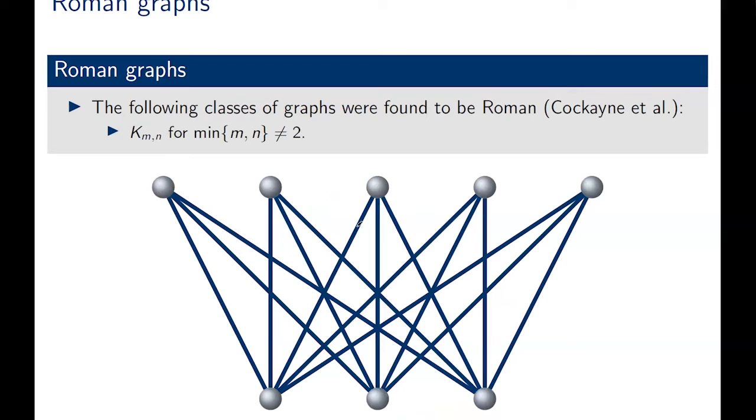Complete bipartite graphs. There is an additional assumption that the minimum of those 2 is not equal to 1, because then the situation is different. For the domination number, we take 1 vertex from the 1 partition set and 1 from the other partition set. For the Roman domination number, the same, 2 troops here, 2 troops there is enough, and we cannot do any better. So this graph is Roman.